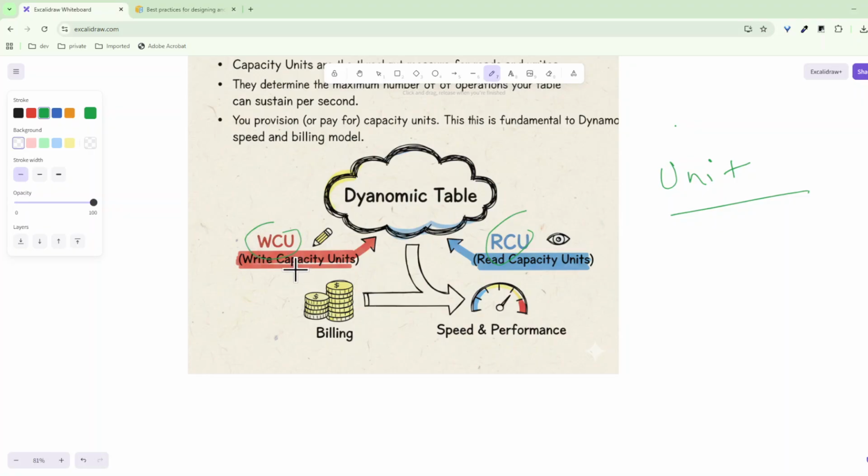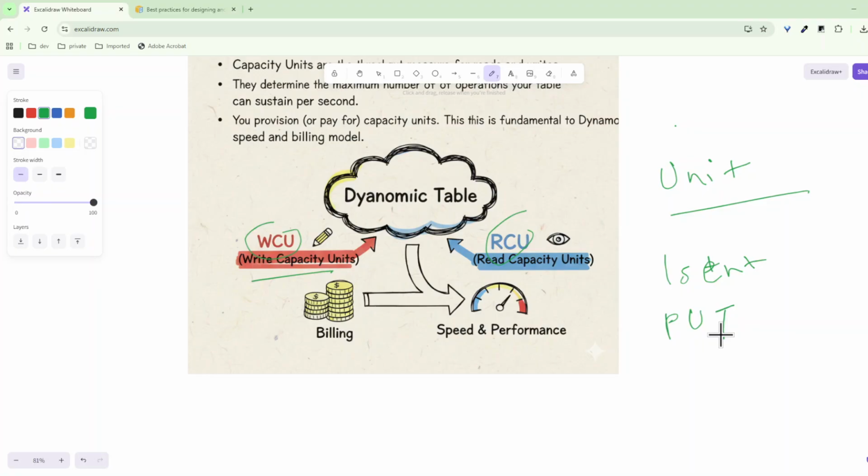So what is WCU? WCU is the write capacity unit and RCU is the read capacity unit. Now what is write capacity unit? Any call to DynamoDB where you are making a change. It can be an insert, or it can be a put, or it can be any other change which is actually a write to the DynamoDB table.